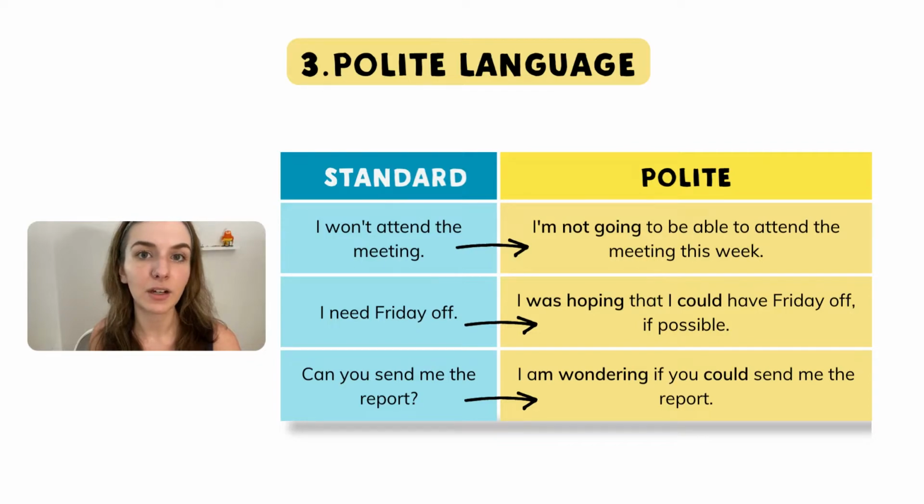Instead of saying to your boss, "I need off from work this Friday," you might say something like, "I was hoping that I could have Friday off this week." In this case, you're using both a progressive and a modal.